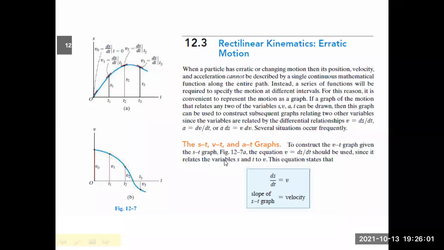Okay, so now if we have velocity, we know the definition of velocity. What is velocity? Velocity is change of position with respect to time. So if you have this graph, which is position versus time, would you be able to plot v versus t? Is it possible for you to plot this diagram?